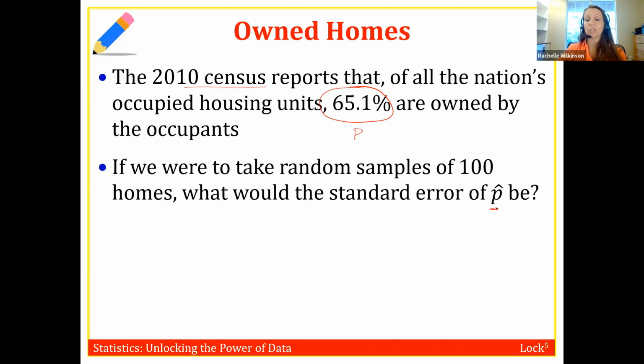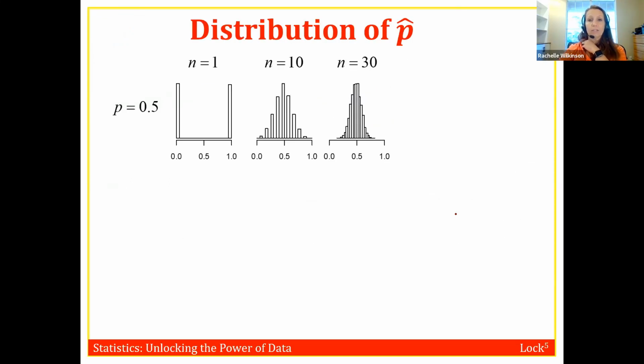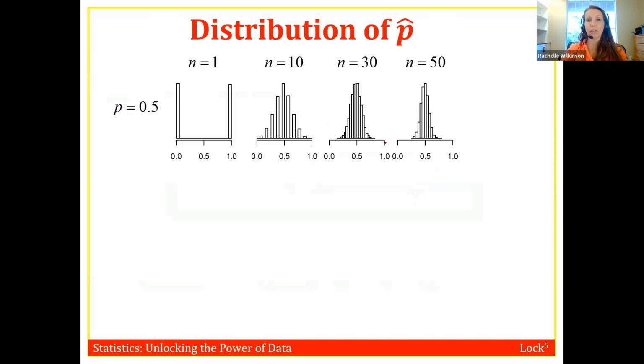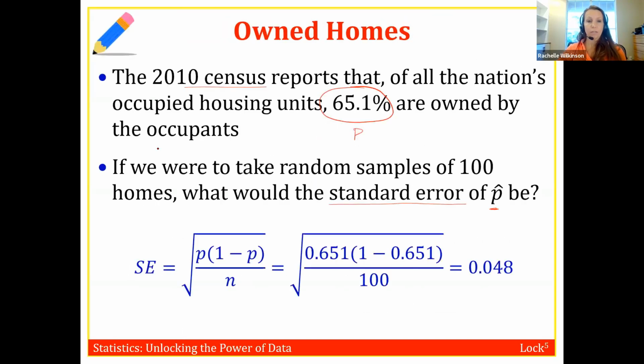And if we look at the distribution of p hat values, what would the standard error of that sampling distribution be? Looking back, we can see that the standard error of that sampling distribution is going to be equal to the square root of p times 1 minus p over n. So we're just going to do that calculation. That's going to tell us the standard error. All right, so standard error is equal to the square root of p times 1 minus p divided by n.